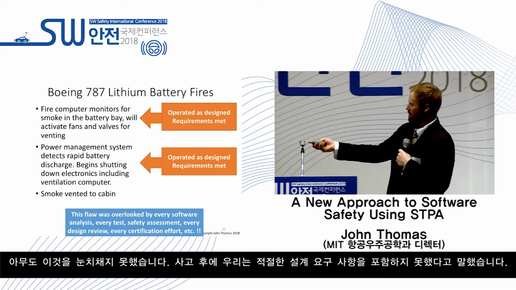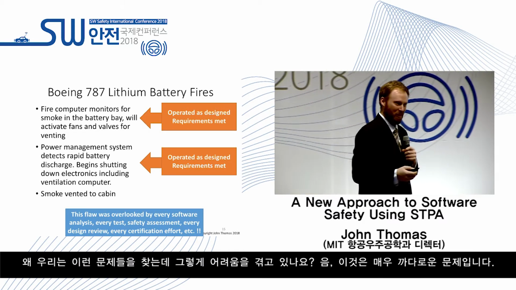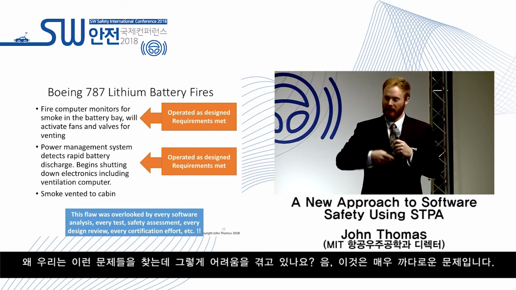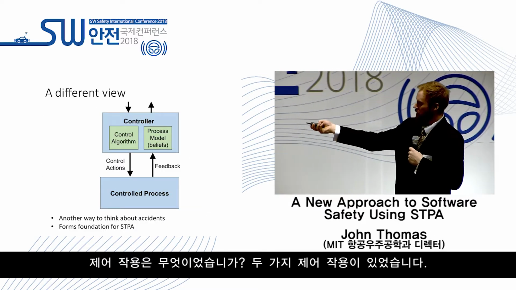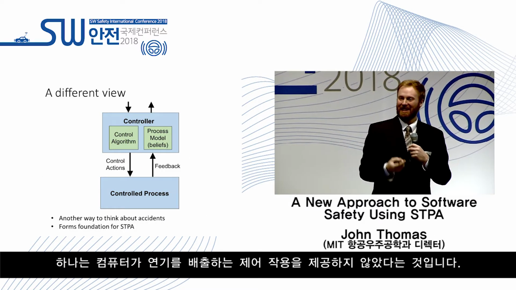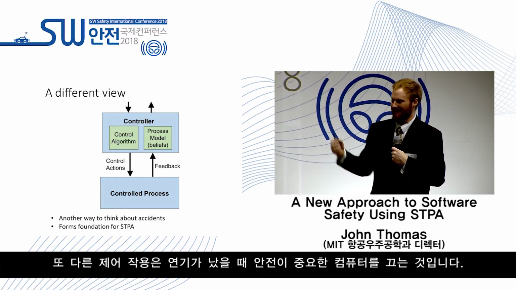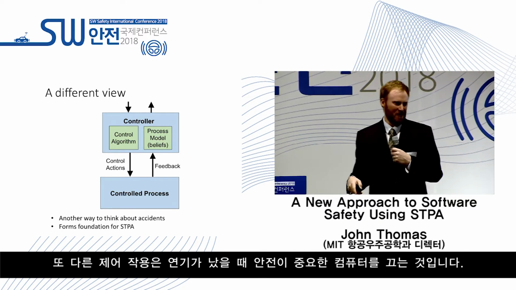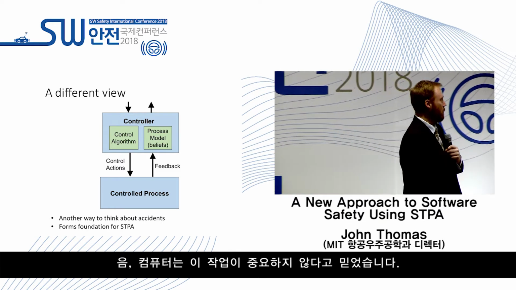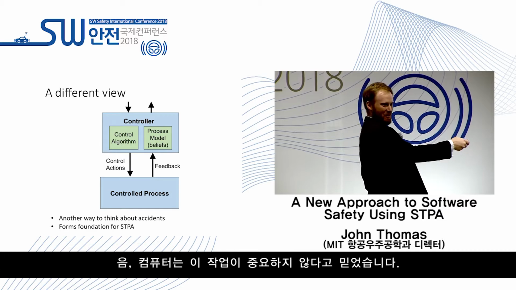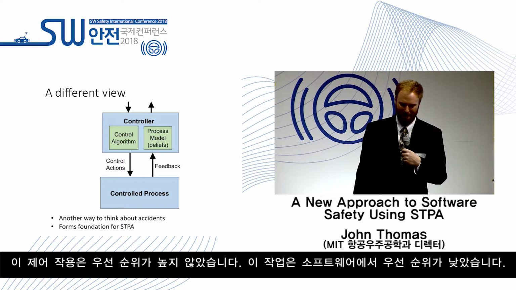After the accident, we said it was a failure to incorporate the appropriate design requirements. Why are we having such trouble finding these problems? Well, this is a very tricky problem. It's not a failure problem, it's a requirements problem. Can this help? What was the control action? There were two control actions. One was it did not provide a control action to vent the smoke. The other control action is to turn off the safety critical computer when there was smoke. Why would you provide a control action to turn off the safety critical computer? Well, it believed it was not critical. It did not have a high priority. It had a very low priority in the software.